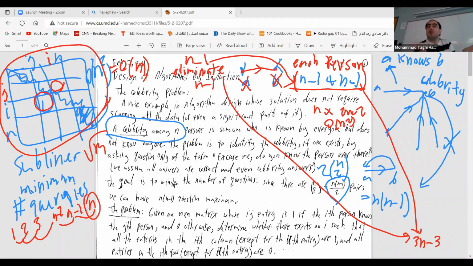You don't have that much information about n. But actually we have a little bit of information. What is the information? At least we have asked one question. So the last person, the person who survived, we have asked one question. Either we ask whether he knows someone, or someone else knows this one.